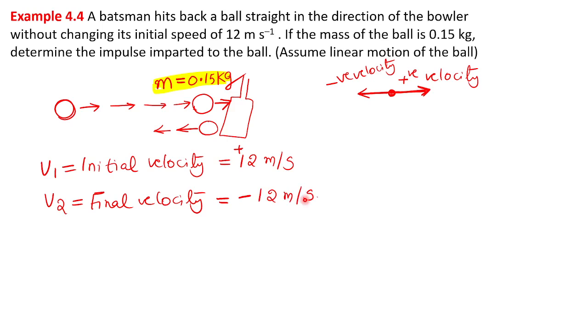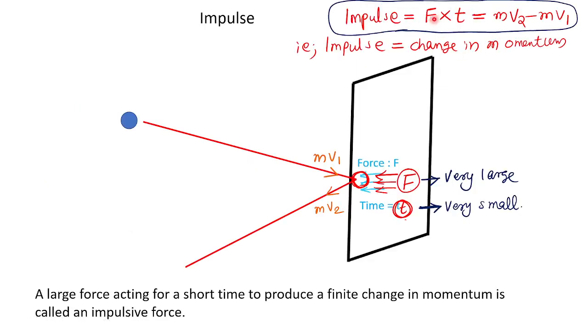What is our question? What is the impulse? How much impulse is imparted on the ball? Think of it like this: how much effort is done by the bat on the ball? Impulse is force into time. The bat makes some impact on the ball, and as a result the momentum is changed. So impulse has two formulas: F into T, or change in momentum.